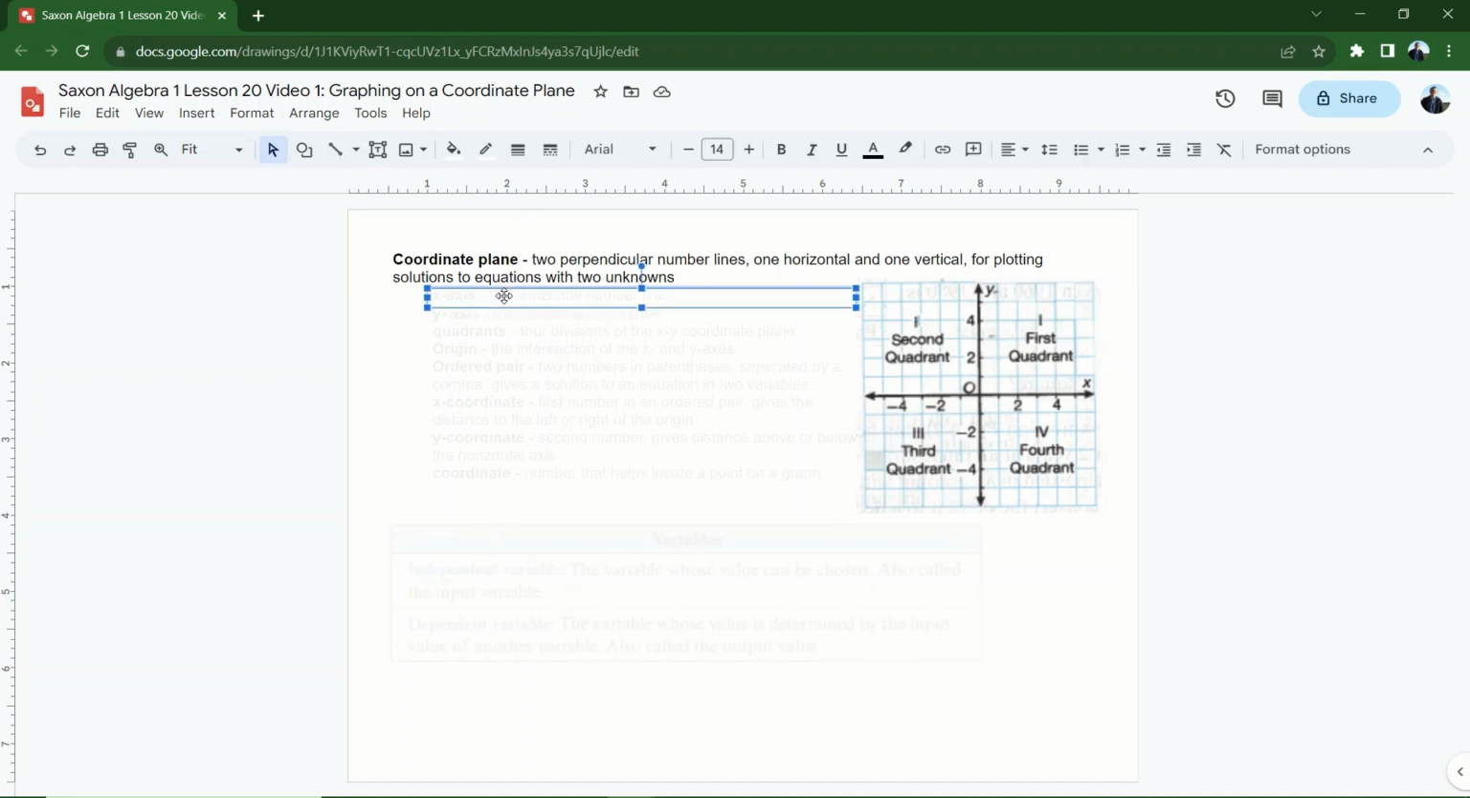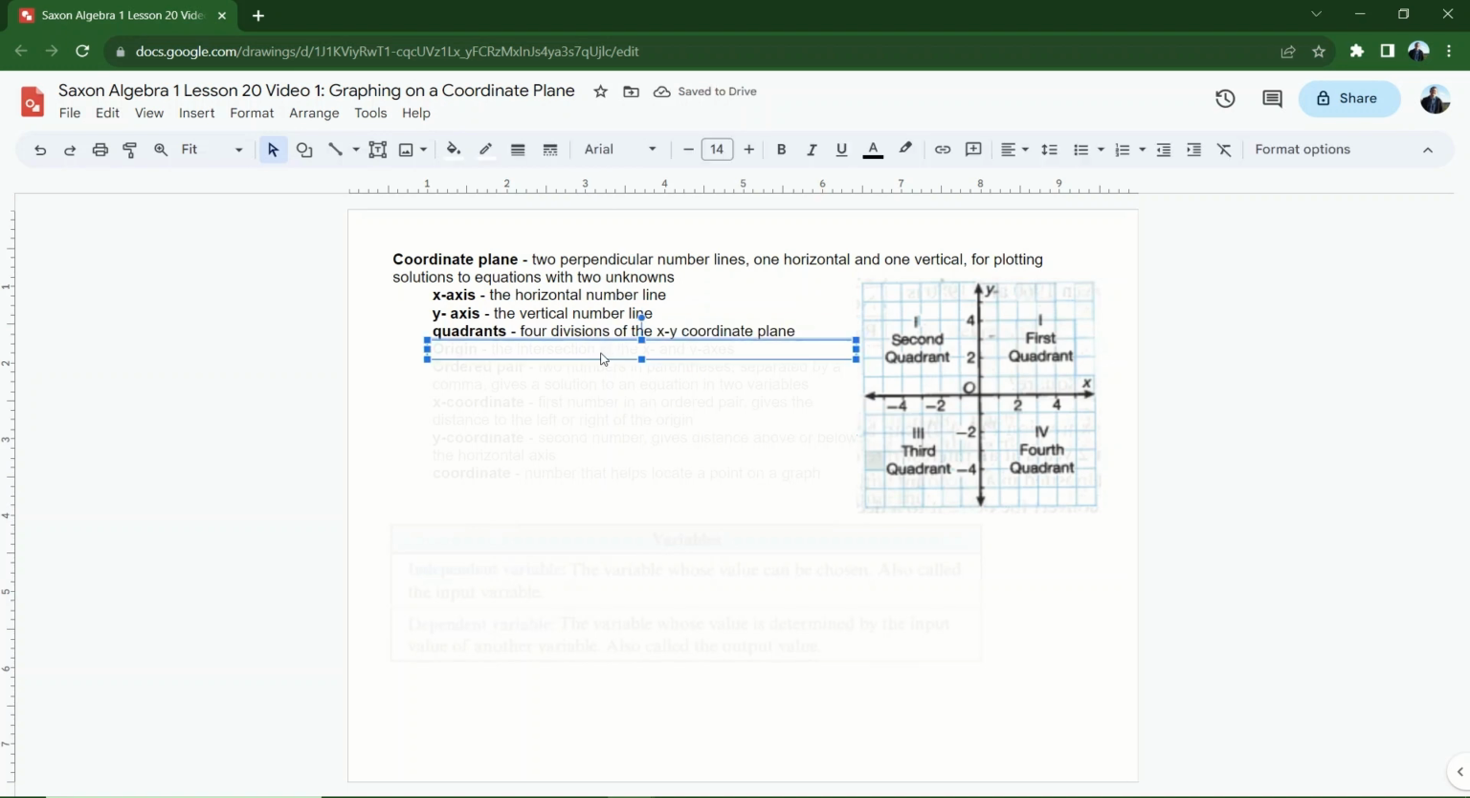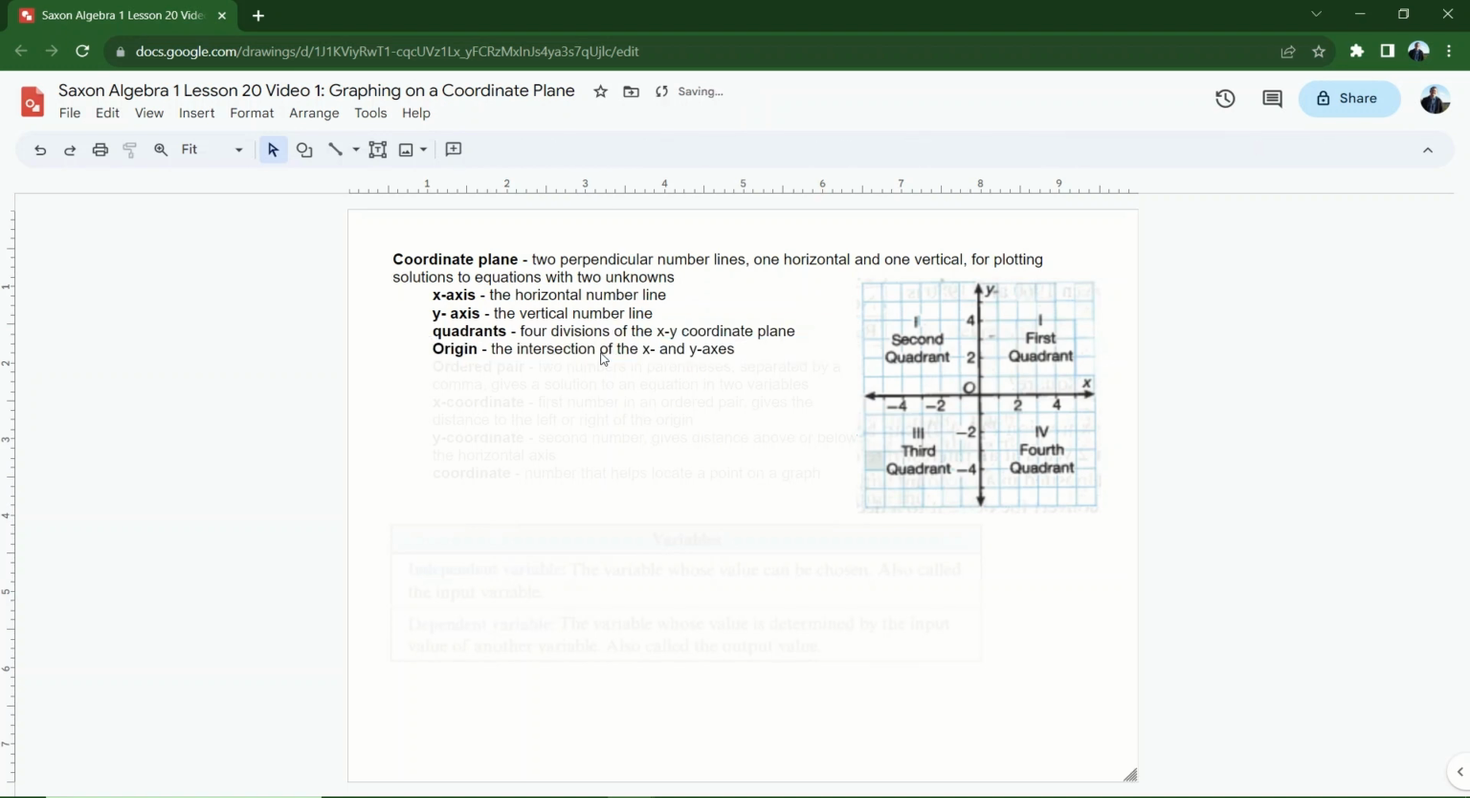Now, looking at this coordinate plane, you'll notice there's an x-axis, that's the horizontal number line here, and a y-axis, the vertical number line here. Like I mentioned, there's these four quadrants that we divide the xy coordinate plane into. The origin is marked with letter O here. It's the point 0, 0, or the intersection of the x and y axes.